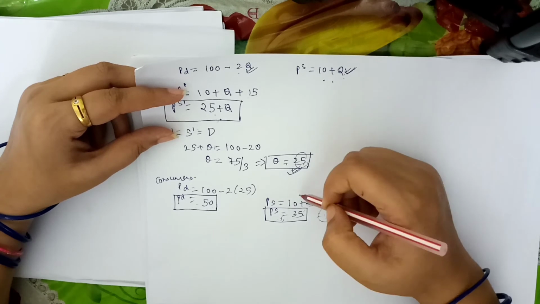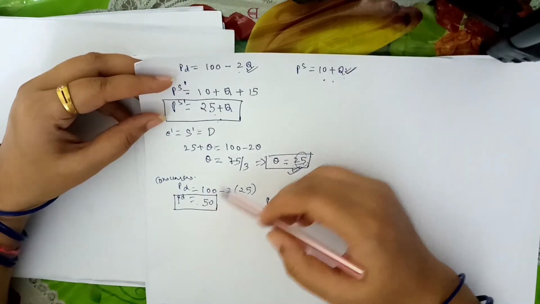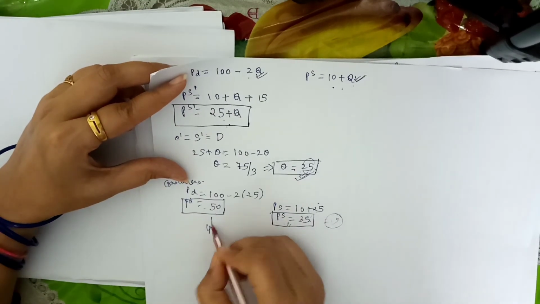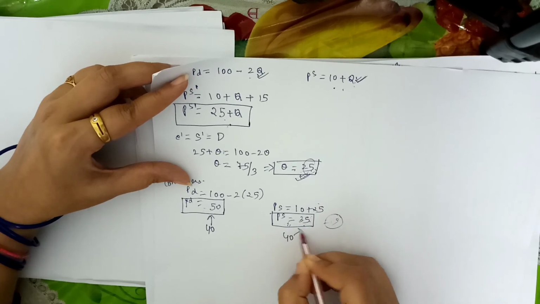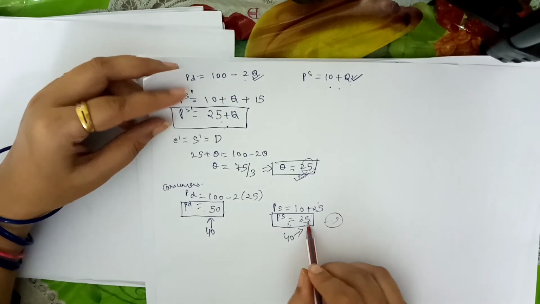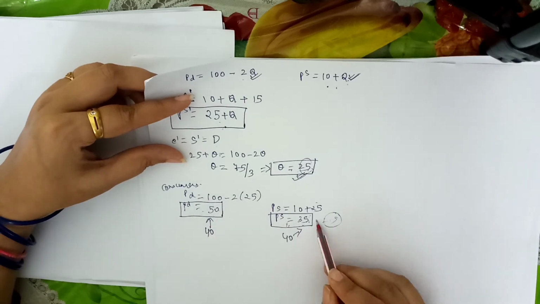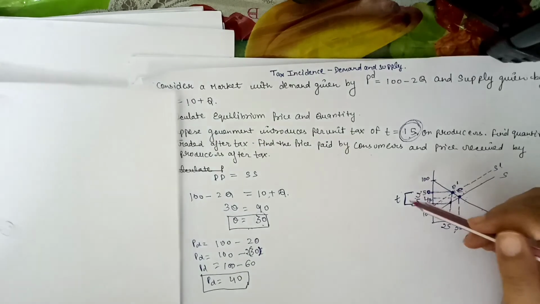So this is how we calculate the incidence of tax, and in this we can see that earlier the price was 40, so now for the consumer it has increased to this, and for the supplier it has reduced to this. So more incidence is on the producer as compared to that of the consumer. So this is how we calculate these types of questions.